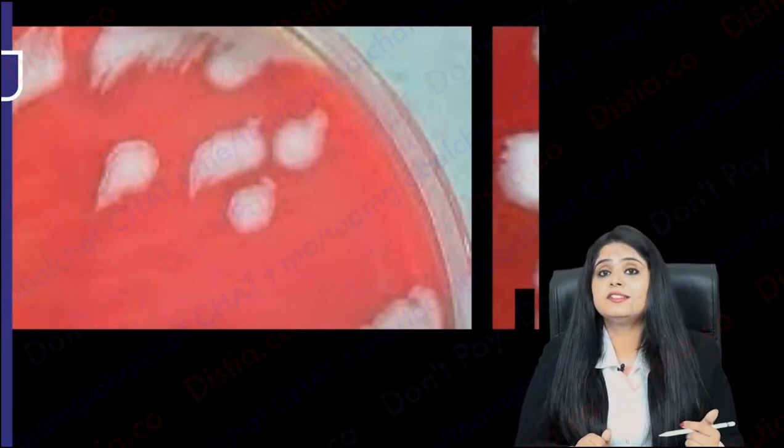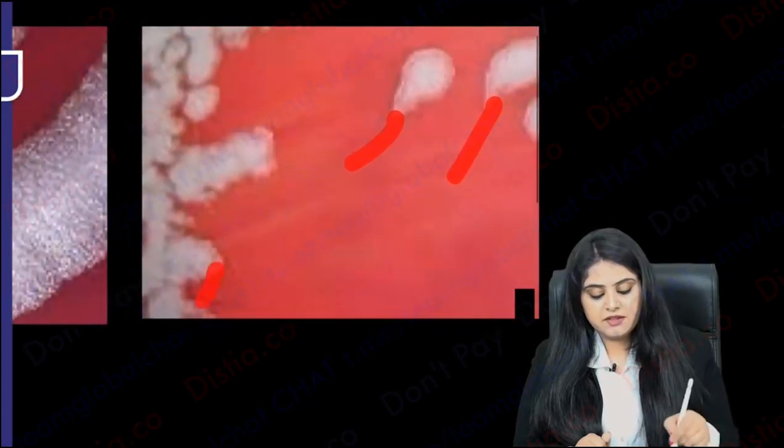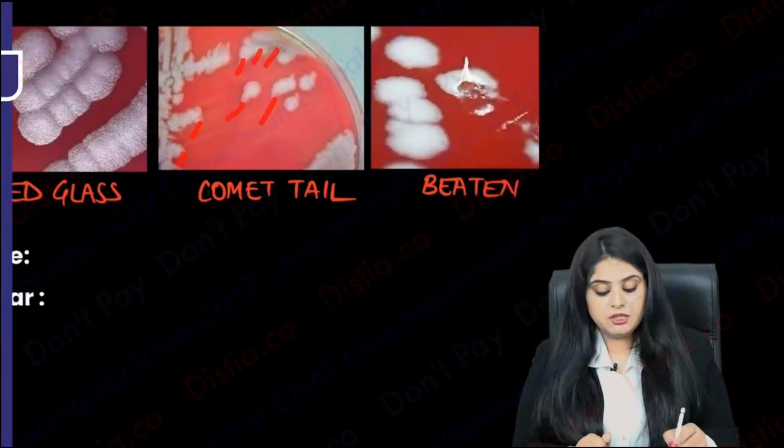You can see comets in the sky. Can you see all of them are leaving a tail behind? This entire thing, everywhere you're seeing a tail left behind, like a comet tail. This is said to be the comet tail appearance. So that is the second good life.